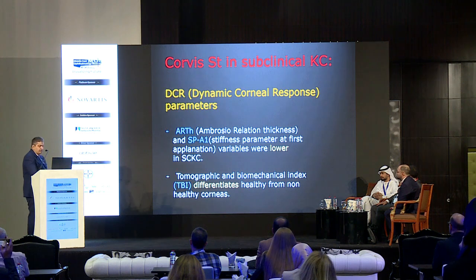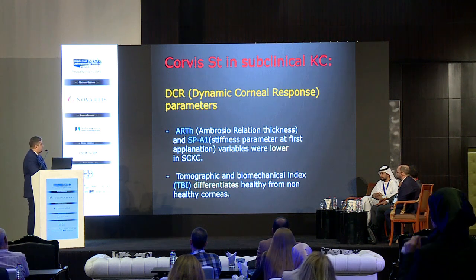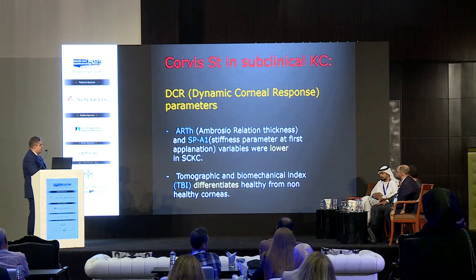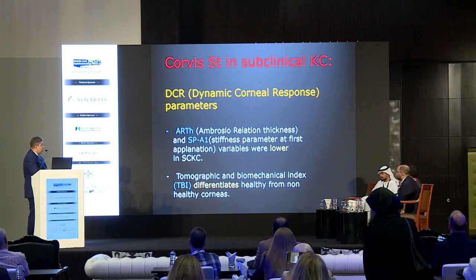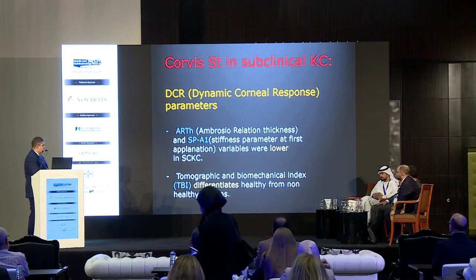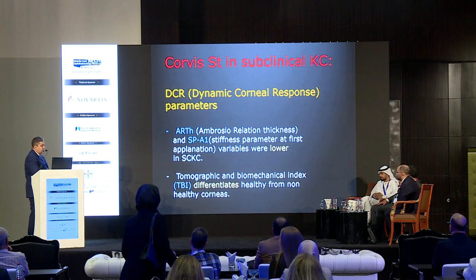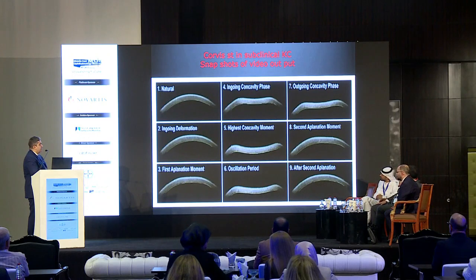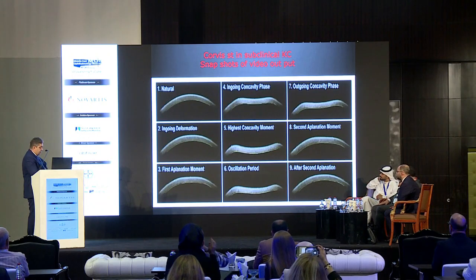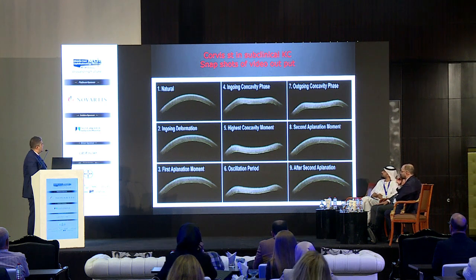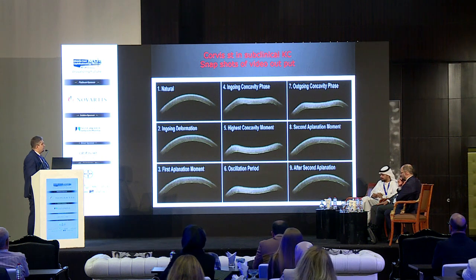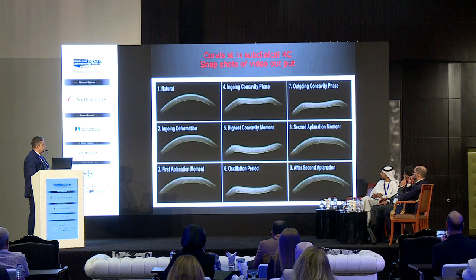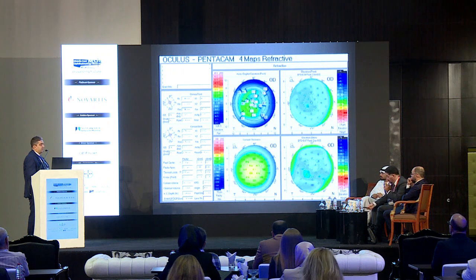We will show one of the examples of how you can diagnose it. Also, the Ambrosio relational thickness and the stiffness parameter at first applanation variable were lower in subclinical keratoconus. Also, the topographic and biomechanical index, which is a good tool for diagnosis, the TBI, differentiates healthy from non-healthy corneas. We can see the stages here. This is the natural inward deformation, first applanation, inward concavity, highest concavity, the oscillation period, the outward concavity, the second applanation, and after the second applanation. These are the snapshots from the machine.